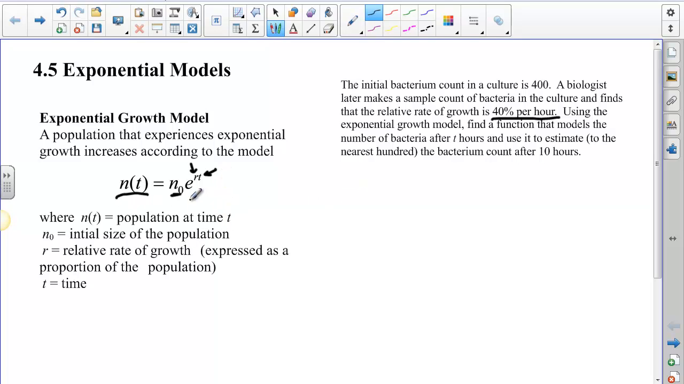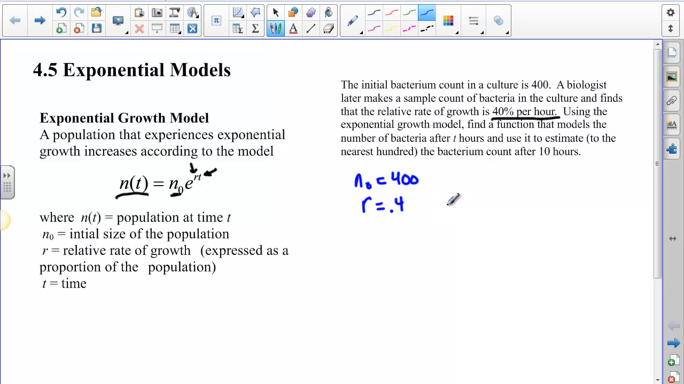So there's four variables. We're going to be given three of them in the problem. We need to then solve for the fourth. So let's do an example. First example here says the initial bacterium count in the culture is 400. That right there means N sub 0 is 400. A biologist later makes a sample count of the bacteria in the culture and finds that the relative growth rate is 40% per hour. Growth rate, 40% as a decimal, is 0.4.